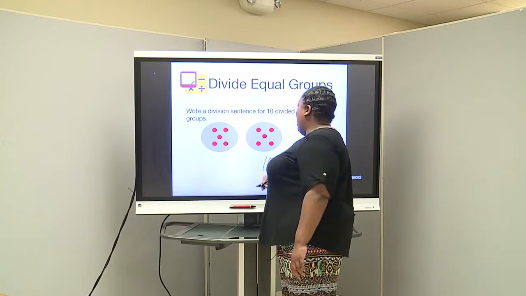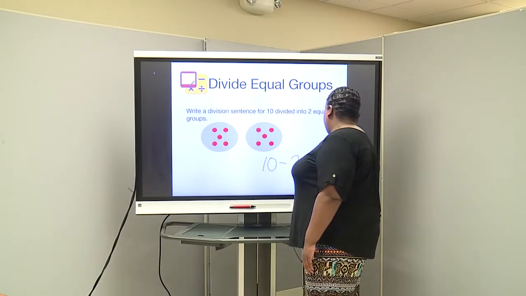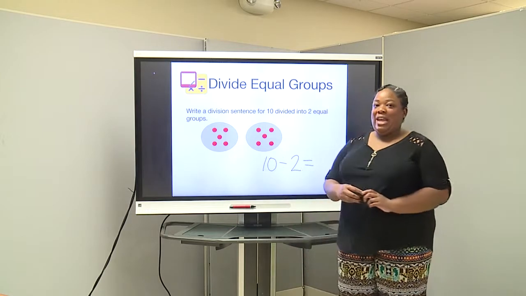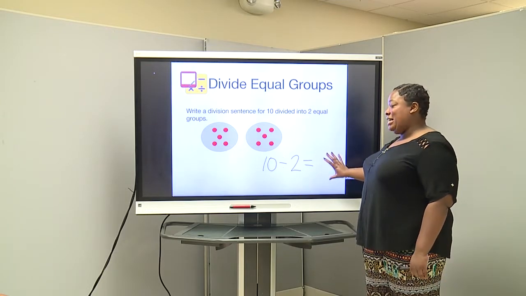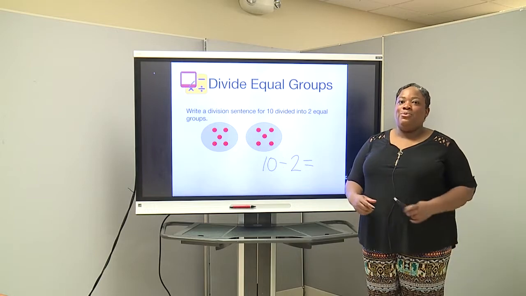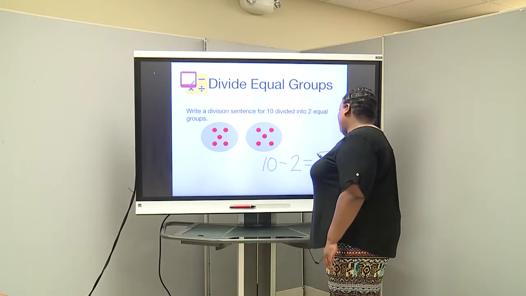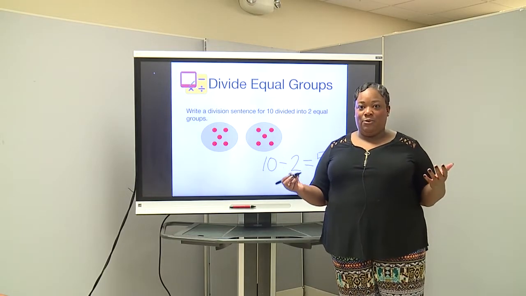divided by how many groups? We have 2 large groups. So right here we have the total divided by the number of groups equals the size of each group. How many are in each group? That's correct. 5. So we know that 10 divided by 2 equals 5.